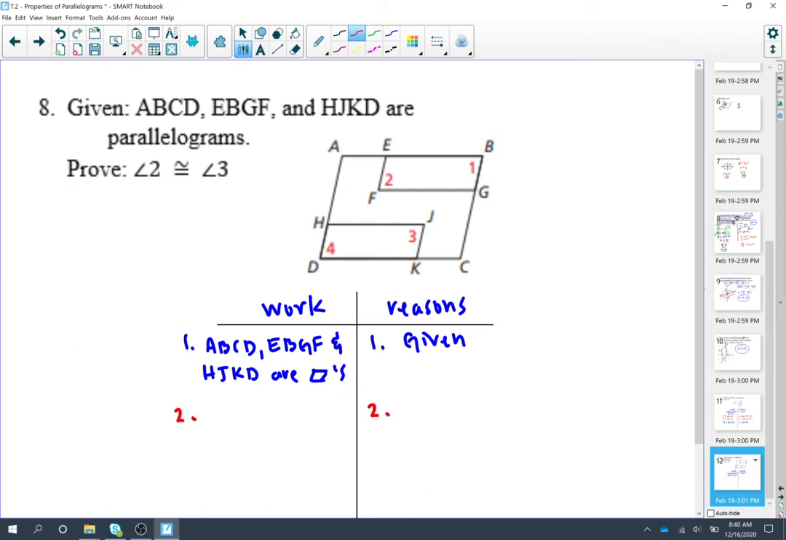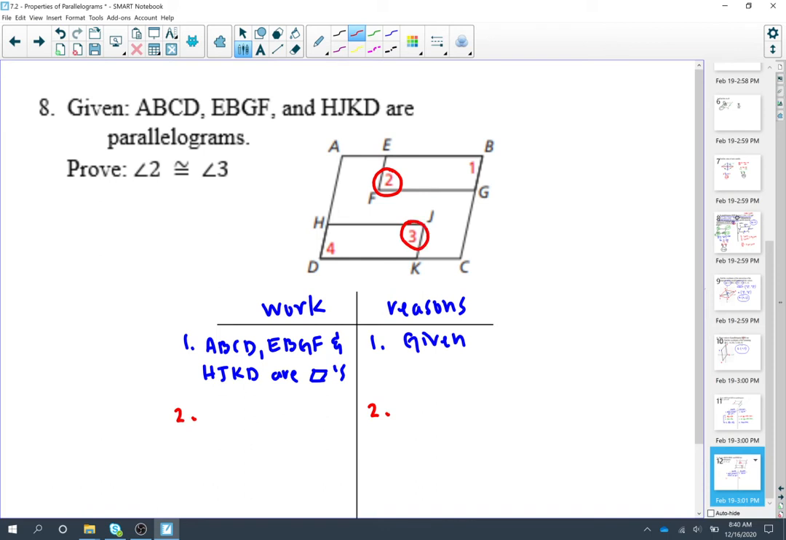So A, B, C, D, that's the big one. E, B, G, F, that's this upper one. And H, J, K, D, that's this lower one, are all parallelograms. And we have to use that to somehow prove that angle 2 and angle 3 are congruent.